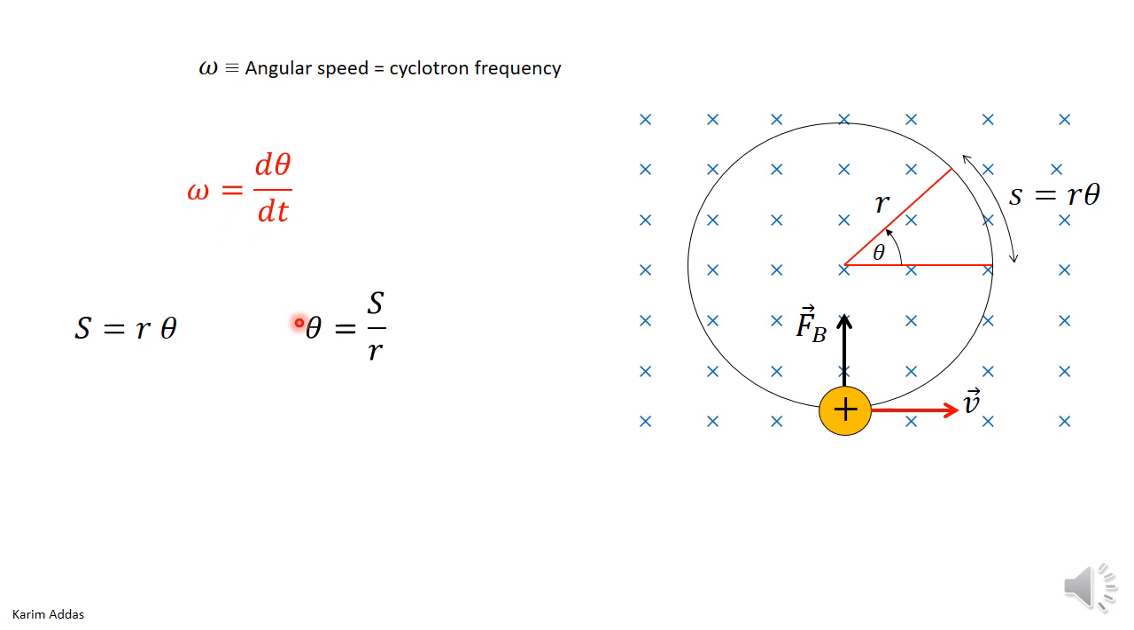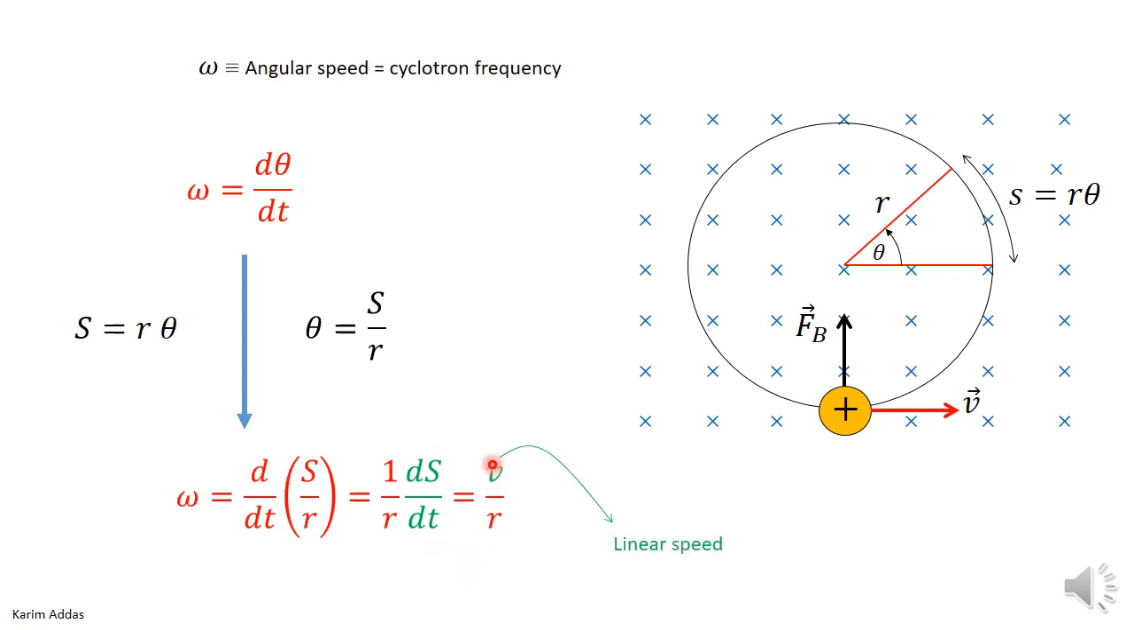So we can replace theta in this equation. The radius is constant because the charge moves in a circular path with a constant radius, so r is a constant. So d theta by dt becomes d by dt of s over r. Since r is a constant, it goes out and you get 1 over r times ds by dt. Now ds by dt is just the linear speed. And so this way we relate the linear speed to the angular speed, and the relationship is through the radius r.